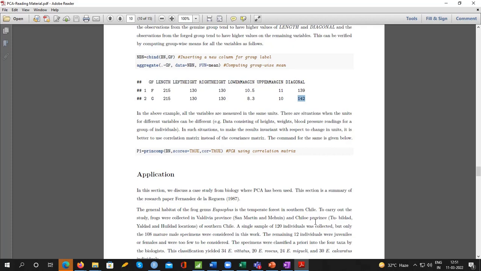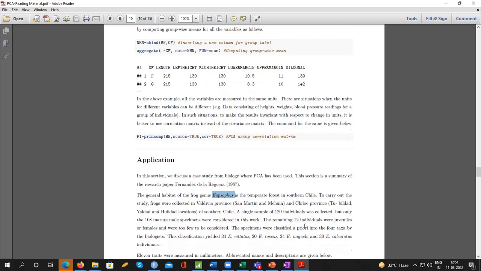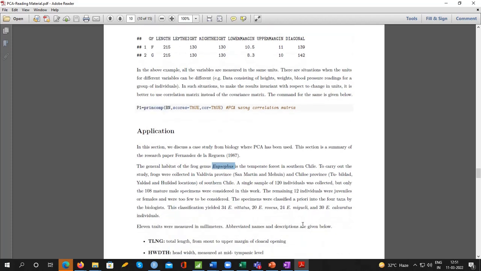So the first one was from notes. Now this is from biology. This is an example involving frogs. So we have frogs of the genus Eupsophus in the temperate forests in southern Chile, and there are actually 4 different species of these frogs. So E. vittatus, E. roseus, E. migueli, and E. calcaratus. All these belong to the same genus, but there are 4 different species.